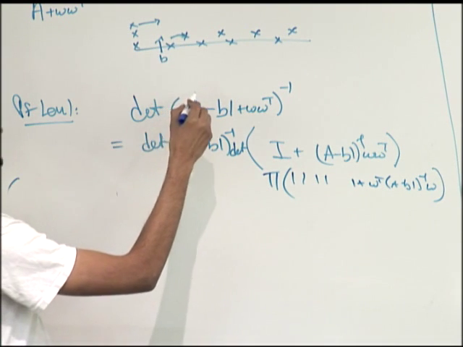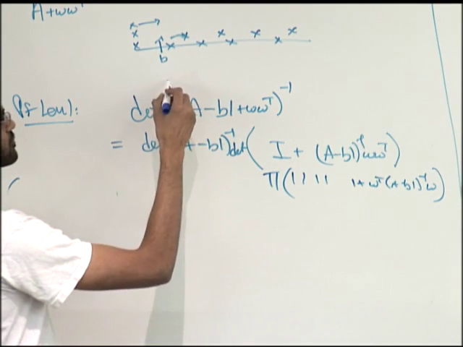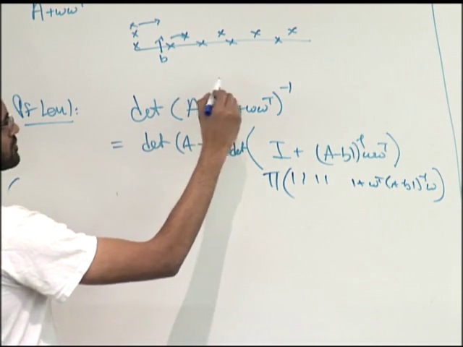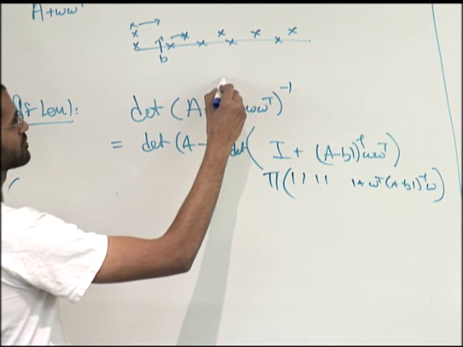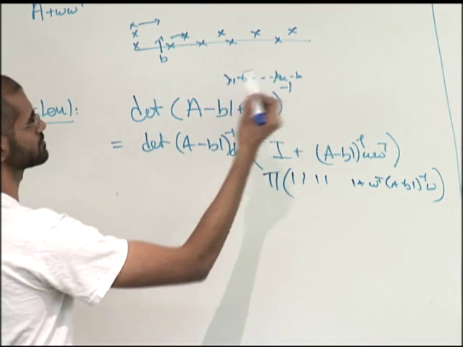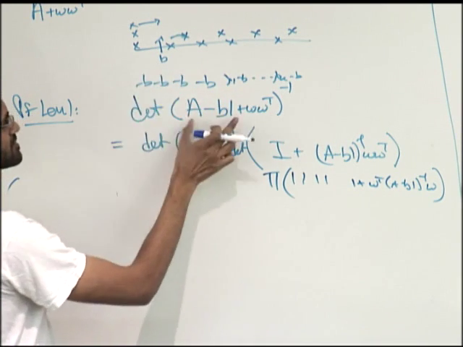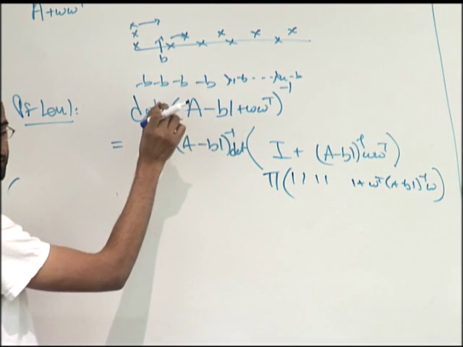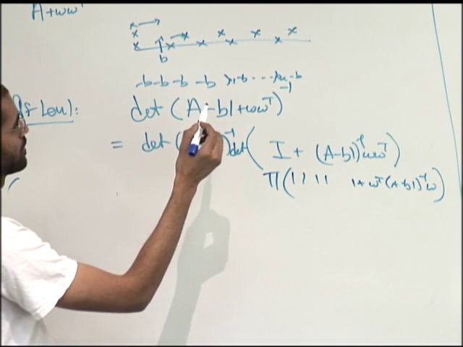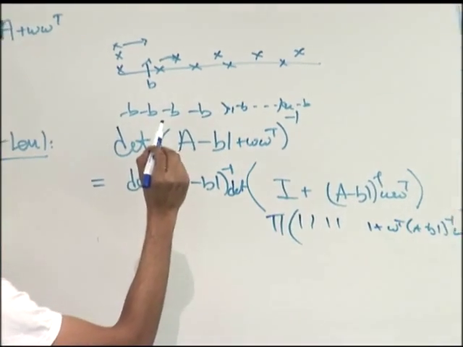So recall that A had k eigenvalues bigger than b. So this thing is going to have k eigenvalues that are lambda 1 minus b up to lambda k minus b, and then it's going to have a bunch of minus b eigenvalues. This is just A minus bI.